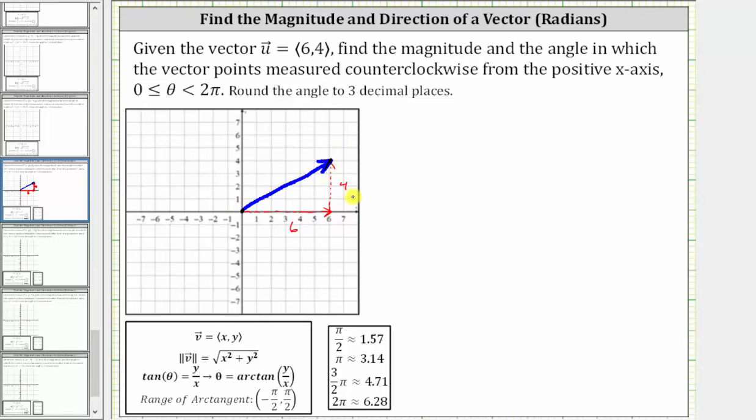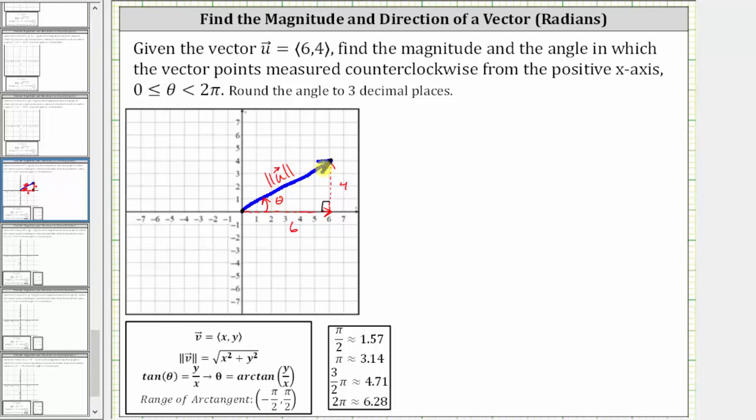Notice by sketching the x and y components, we now have a right triangle on the coordinate plane, which we can use to determine the magnitude of the vector, which is the length of the vector. We indicate magnitude using either single vertical bars or double vertical bars. I'm going to go ahead and use double vertical bars. So the length of this vector here is the magnitude. Notice this is the hypotenuse of the right triangle, and then the angle theta is the angle formed from the positive x-axis rotating counterclockwise to the vector, which is this angle here in the first quadrant.